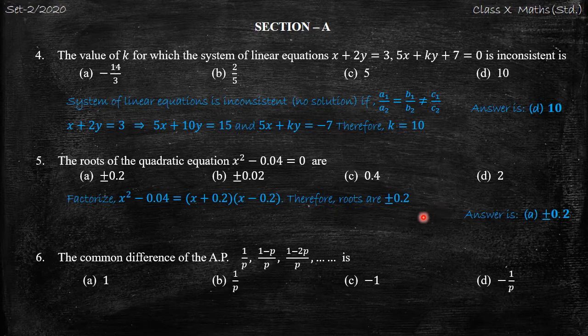Next question. The common difference of the AP 1 over p, 1 minus p over p, 1 minus 2p over p. To find the common difference, you have to subtract the first term from the second term, or the second term from the third term, like that. So the common difference is 1 minus p over p minus 1 over p, which you can simplify and get as minus 1. So the option is C.